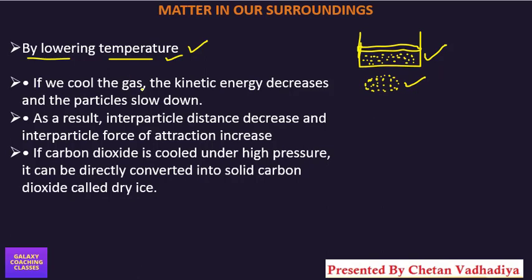Look here, if we cool the gas, the kinetic energy decreases and the particles slow down. As a result, the interparticle distance decreases and the interparticle force of attraction increases. If carbon dioxide is cooled under high pressure, it can be directly converted into solid carbon dioxide, called dry ice. We all know this. If you don't know, then please keep this in mind. Directly, carbon dioxide is converted into dry ice with this process. So this is also a way by which, by lowering the temperature, we can change the state of matter.